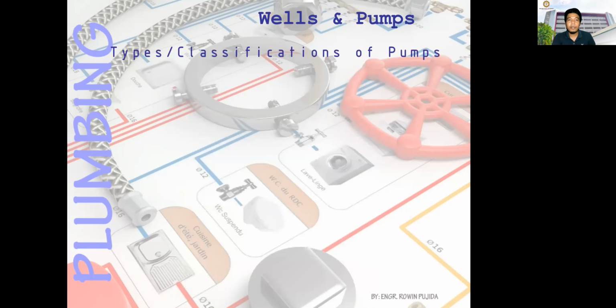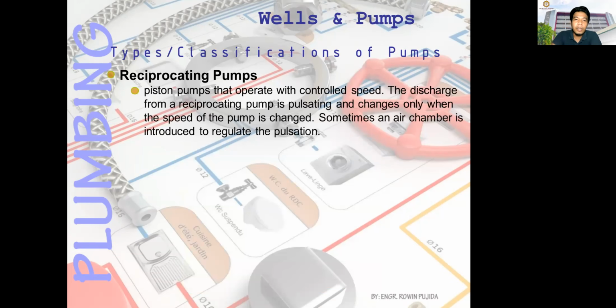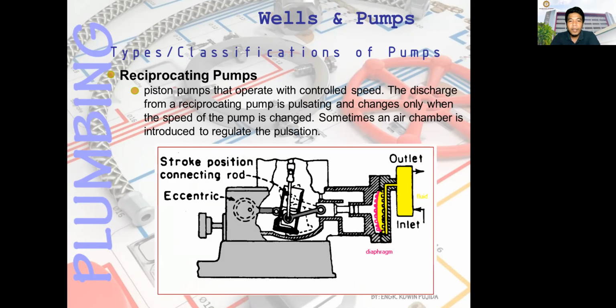The types and classification of pumps. You have reciprocating pumps, the piston pump that operates with controlled speed. The discharge from a reciprocating pump is pulsating and changes only when the speed of the pump is changed. Sometimes an air chamber is introduced to regulate the pulsation. This is the reciprocating pump. So maybe the mechanical engineers can explain further for this type of pump since it uses a piston.